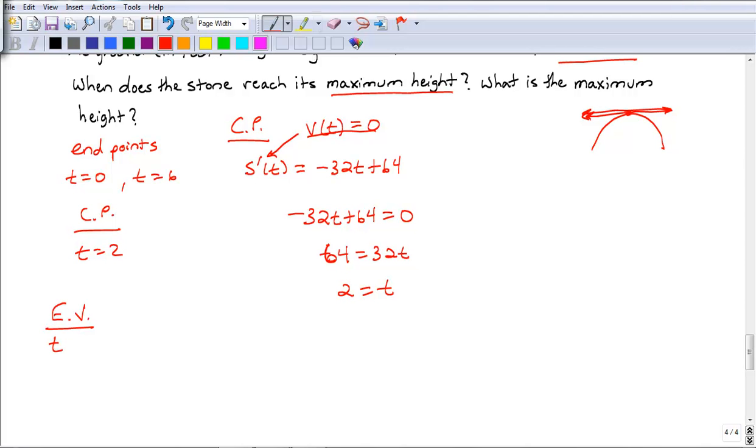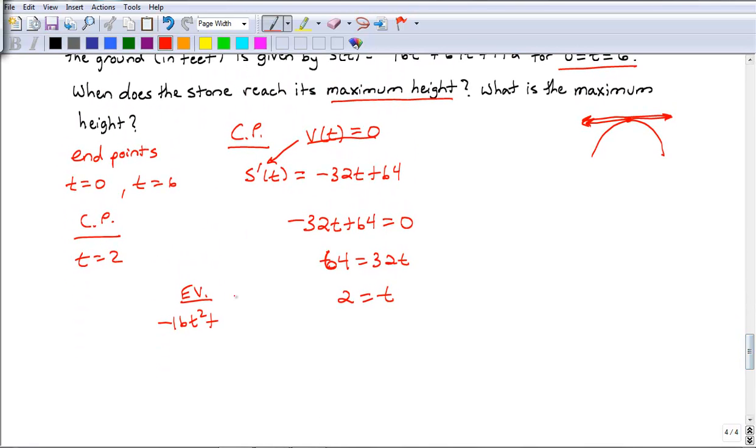So the extreme value, I plug these into the height. Let me set this up correctly. So I have t equals 0, t equals 2, and t equals 6. And I want to look at the extreme values by plugging these into the function. The function in this case is negative 16t squared plus 64t plus 192. Notice when I plug 0 in here, I get 192 out. Now I'm going to plug 2 in there.